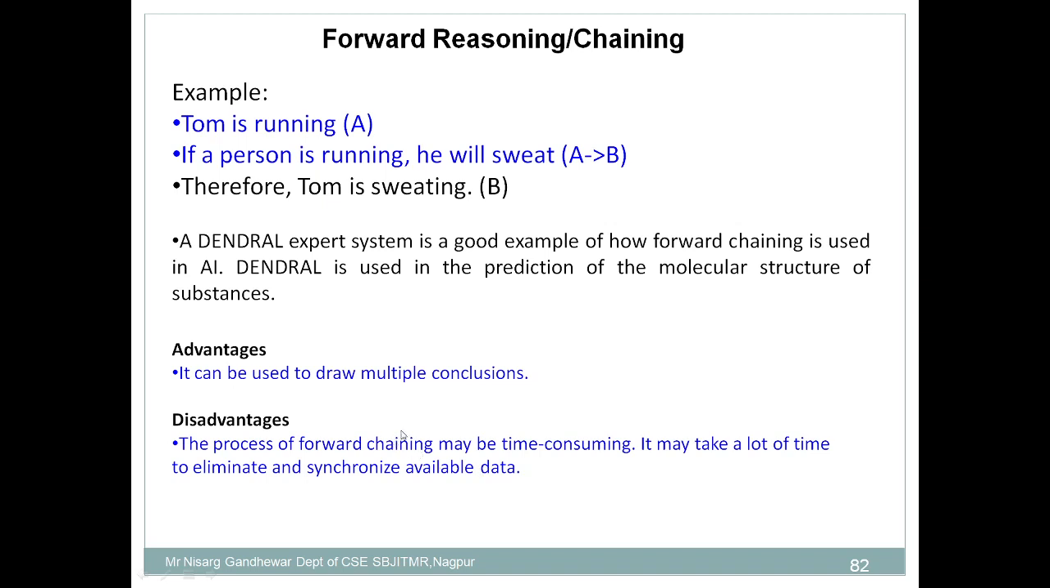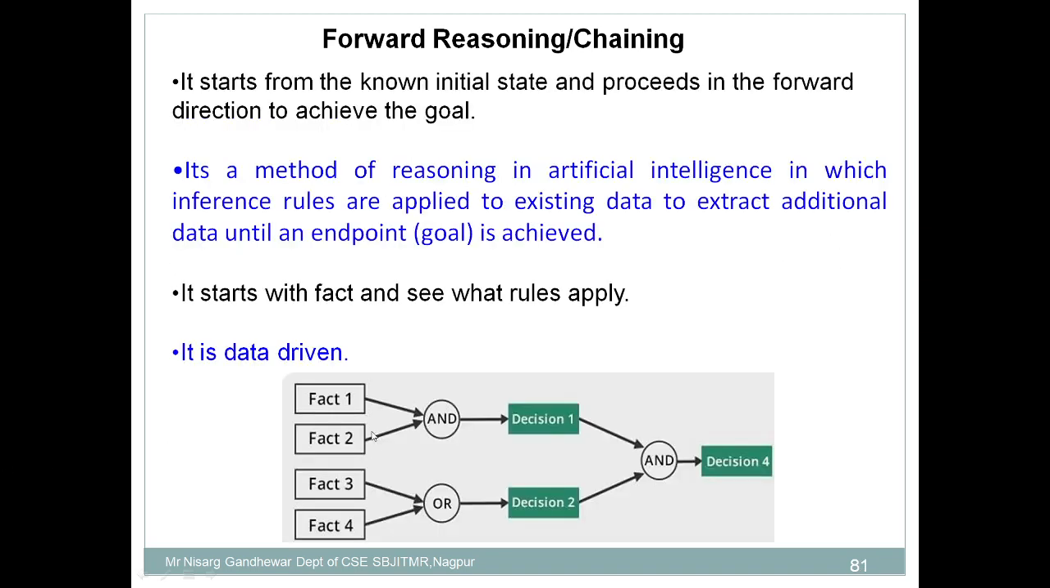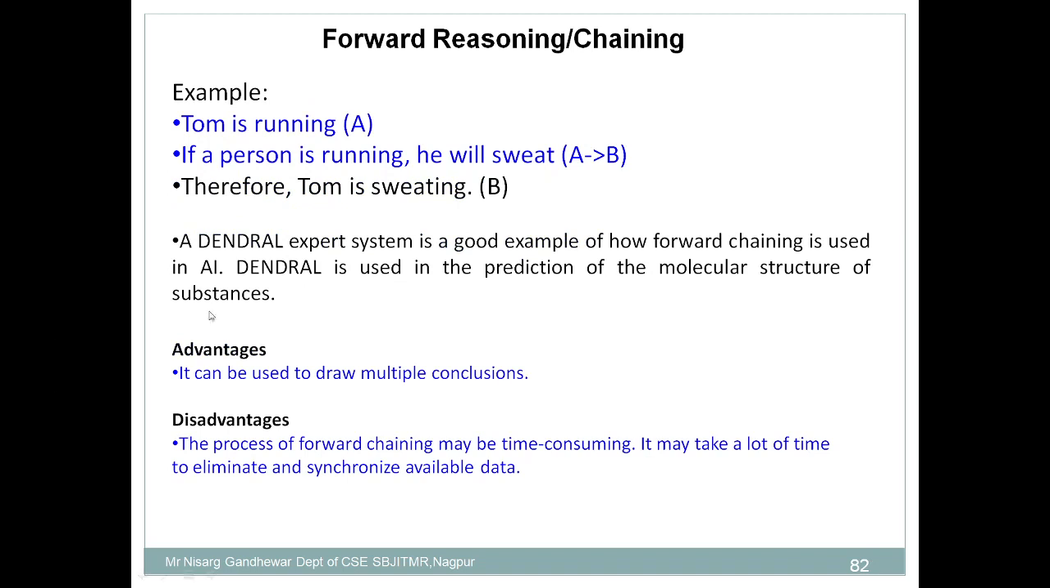Then what is the drawback of forward reasoning? The simple drawback is that the process of forward reasoning is time consuming as compared to backward reasoning, because it takes a lot of time to eliminate and synchronize the available data. You need to mine the data. Data is available in huge quantity, but you still need to synchronize it, find it, and prepare it in an appropriate format. That's why forward reasoning is somewhat time consuming as compared to backward reasoning.